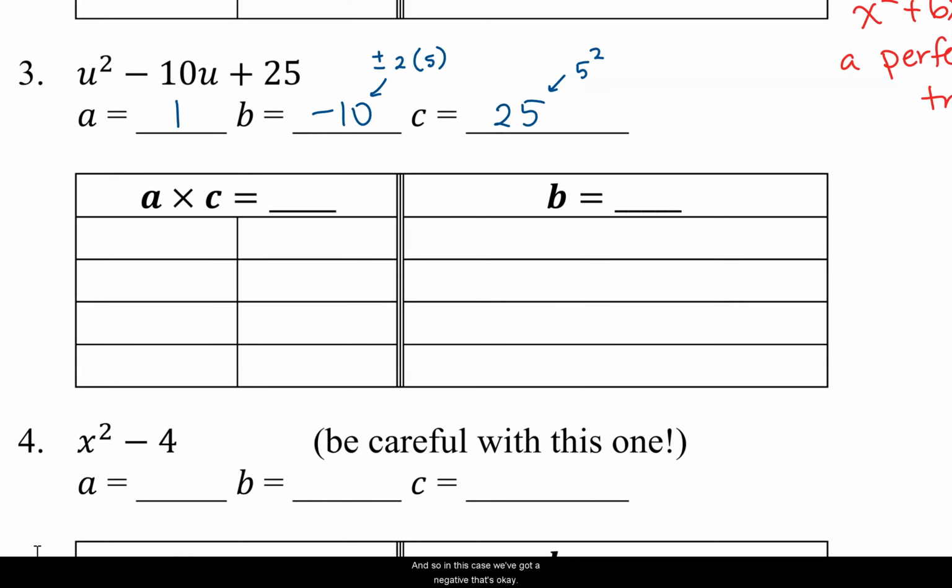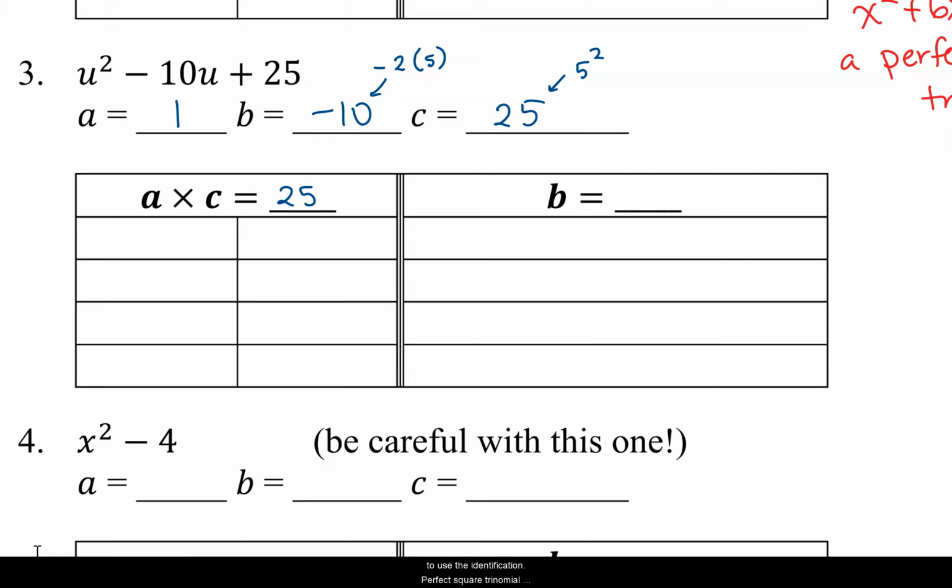And so in this case, we've got a negative. That's okay. So let's try the AC method again, see if it works, and then we'll write down a brief formula to help identify if you wanted to use the identification of perfect square trinomial instead of factoring.